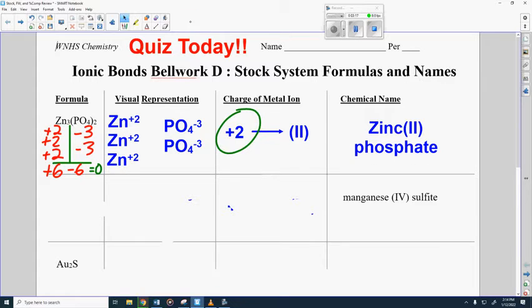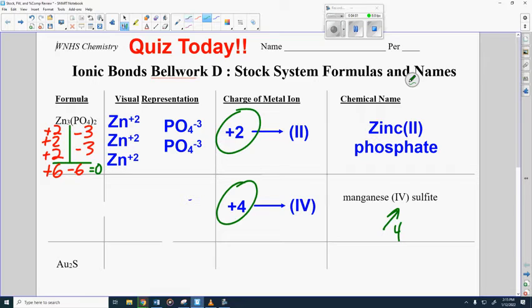Now, we could also be going the other way on the street here, where we start with the name and work our way backwards to the formula. So we have manganese IV sulfite. That's kind of weird. What does the IV stand for? That is your Roman numeral for 4. Okie dokie. So that is a charge of +4. So again, I'm going to write that here. Now, the Roman numeral IV is 4. I'm just reminding you again, the only thing you need to write in this box is that right there.